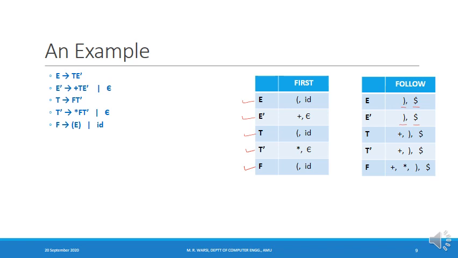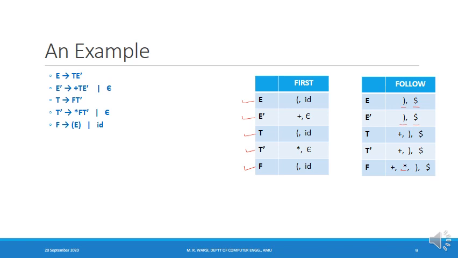Now let's calculate the follow of capital T dash. When I look at this production, I can say that those symbols which are there in first of T dash except epsilon will be there in the follow of capital F. First of T dash is containing a star, so follow of capital F will contain a star. So follow of capital F is containing a star. So we have obtained this.